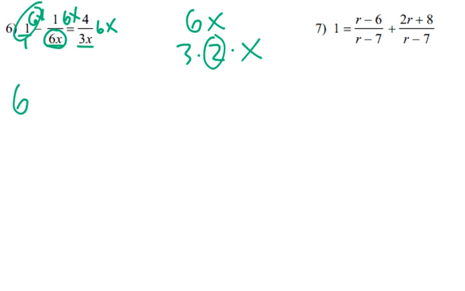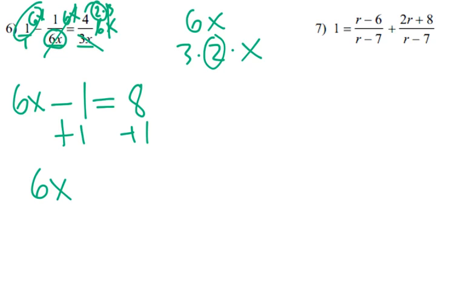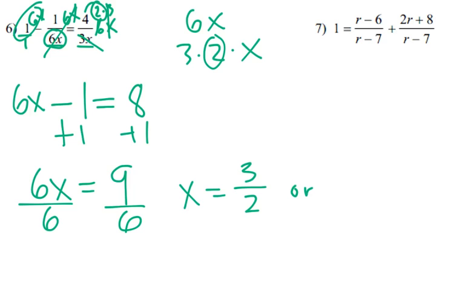That's easy because it becomes 6x minus, those cancel completely, giving me 1, equals, now the 6 is really 2 times 3, so 3x gets eliminated. I keep the 2, multiply it by the 4. And we add 1 to both sides, and I get 6x equals 9. Divide by 6, and we get x equals 9/6, which is 3/2 or 1.5.